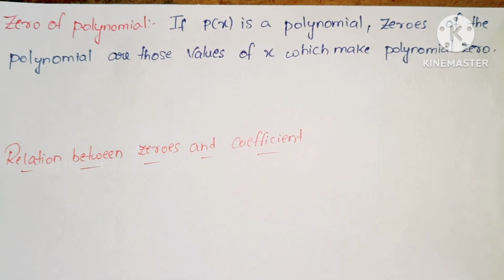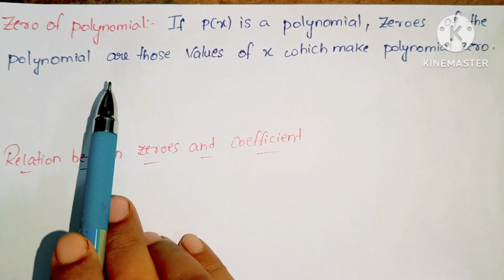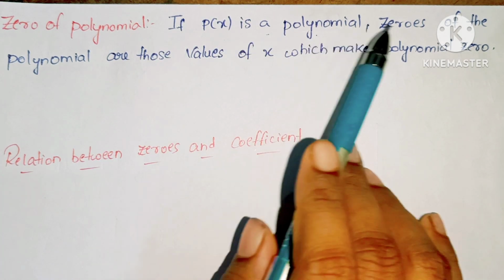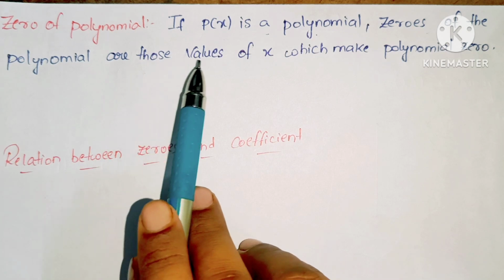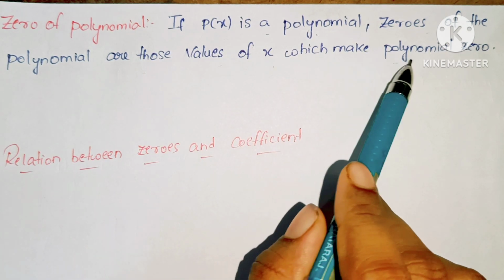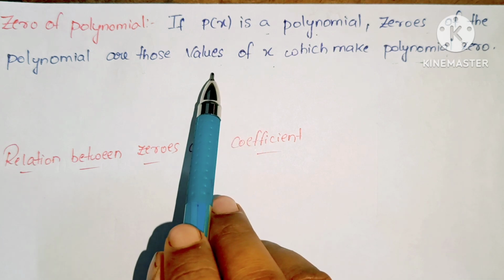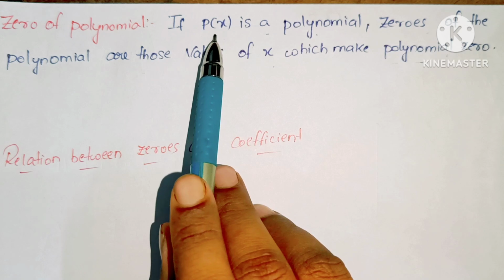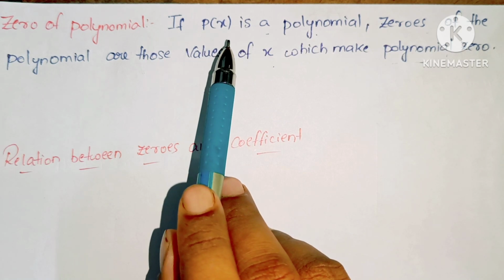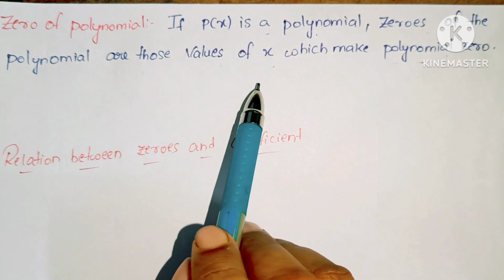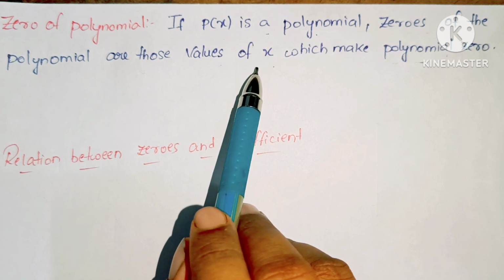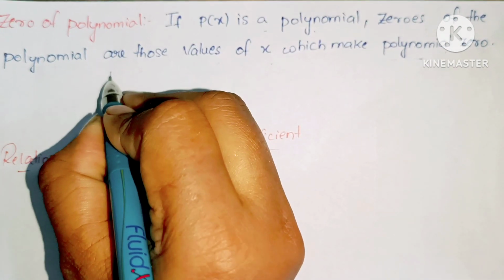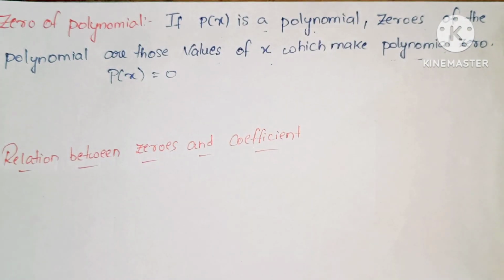Next, zeros of a polynomial. So what does zeros of a polynomial mean? See here, if p of x is a polynomial, zeros of the polynomial are those values of x which make the polynomial 0. For example, p of x is nothing but a polynomial, one equation. Okay. So in the given equation, in the place of x, if you keep any number so that the polynomial becomes 0, that means p of x should become 0.